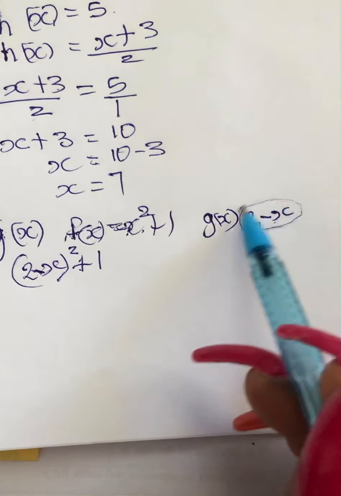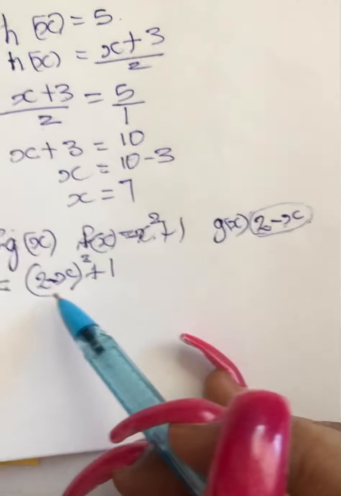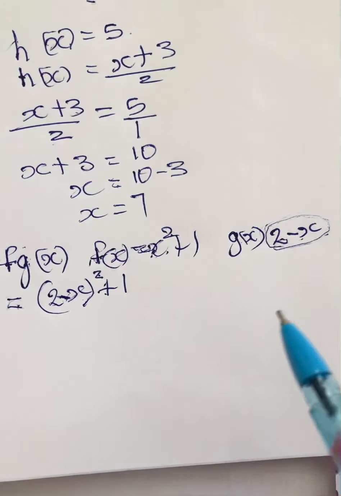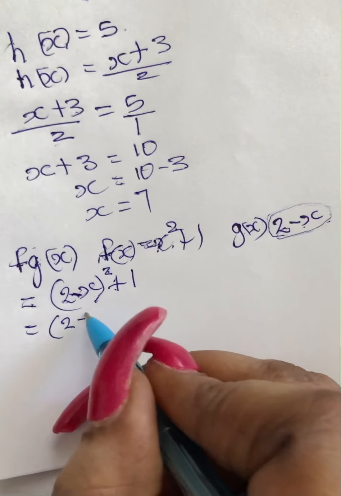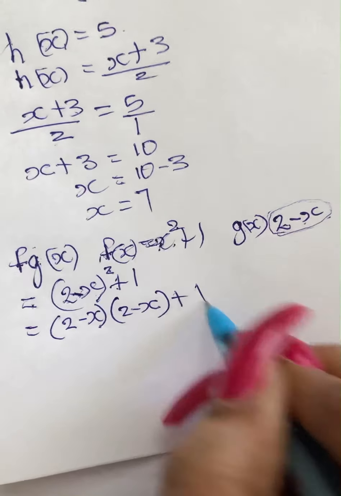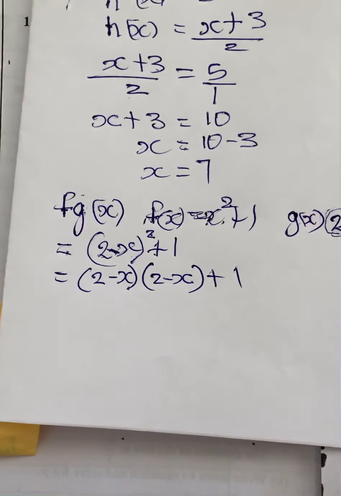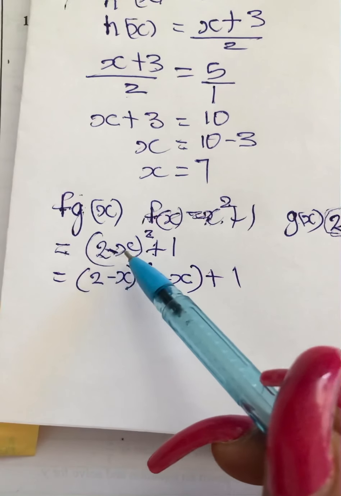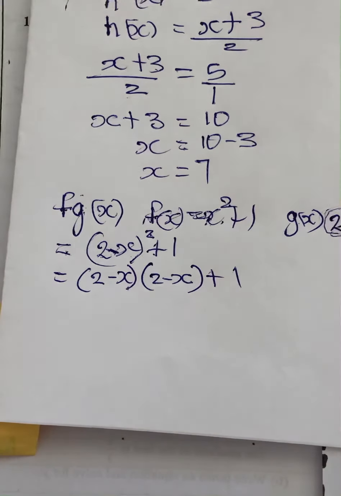So when I write this 2 minus x, I have to square it. And then we simplify. Remember, we can expand if we want to, but we don't have to. But if you have to expand it to see what you're working with, that's fine. So 2 minus x squared means 2 minus x twice.